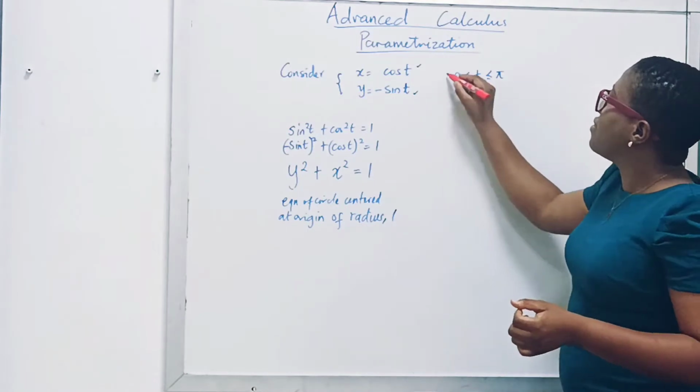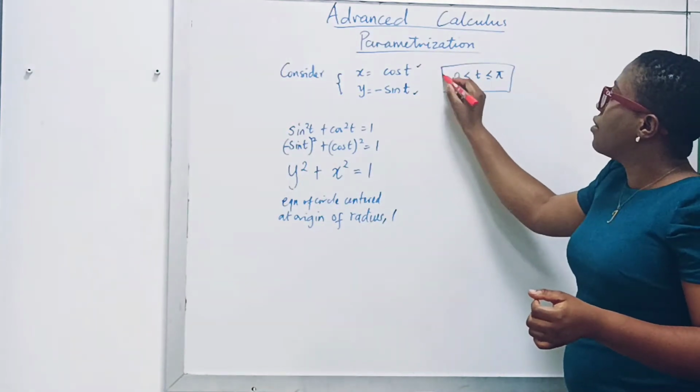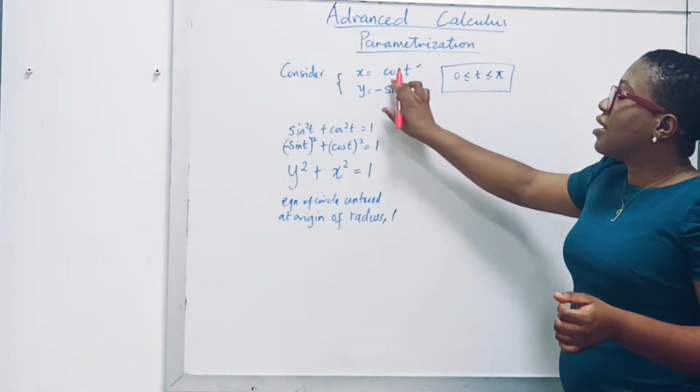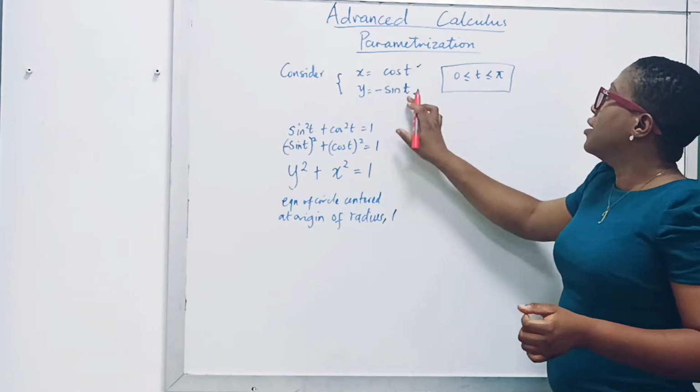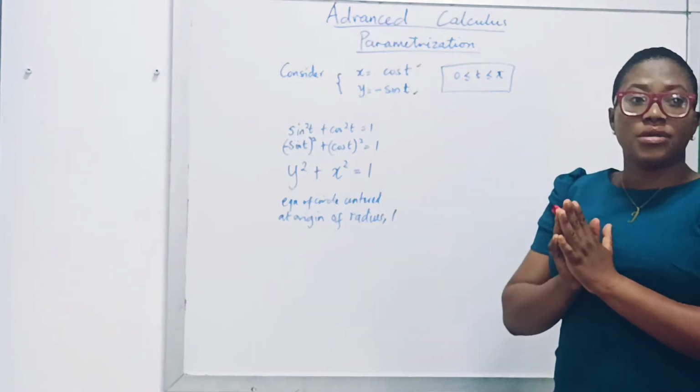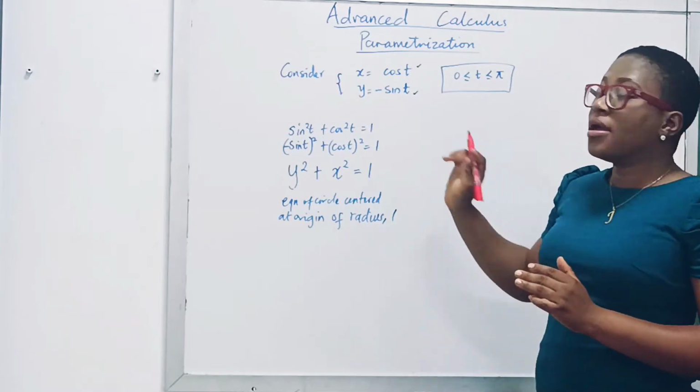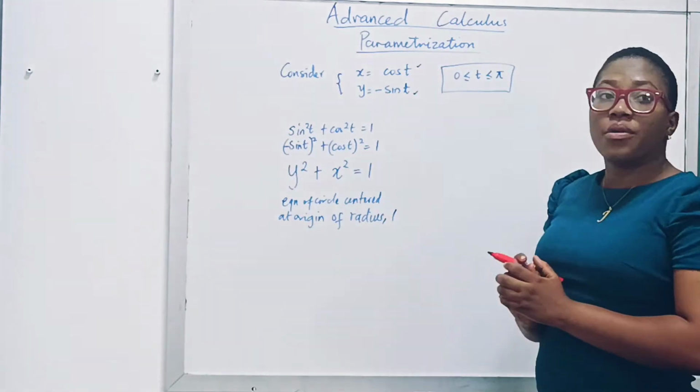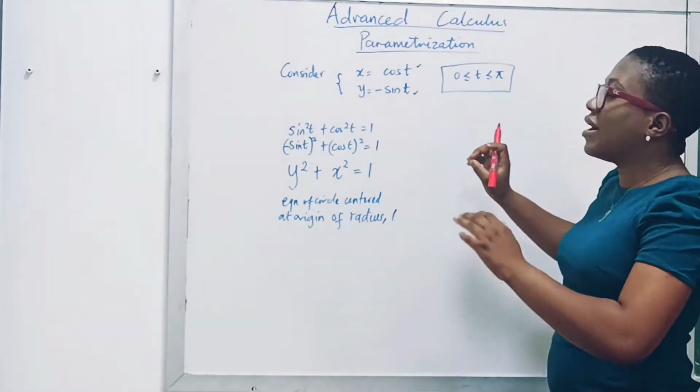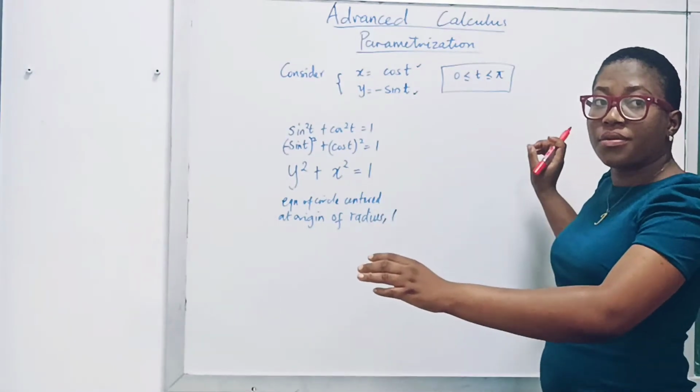So what helps me is this interval that was given. I'm going to plug in this interval here, and get my first point. Plug in this interval here, and get my second point. And when I do that, I'm going to have my start and my stop. Okay.